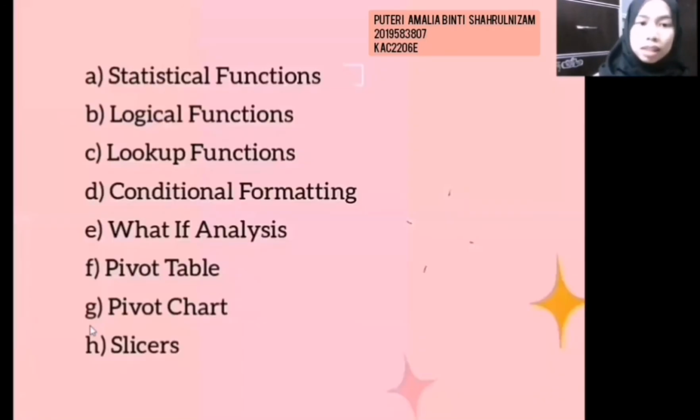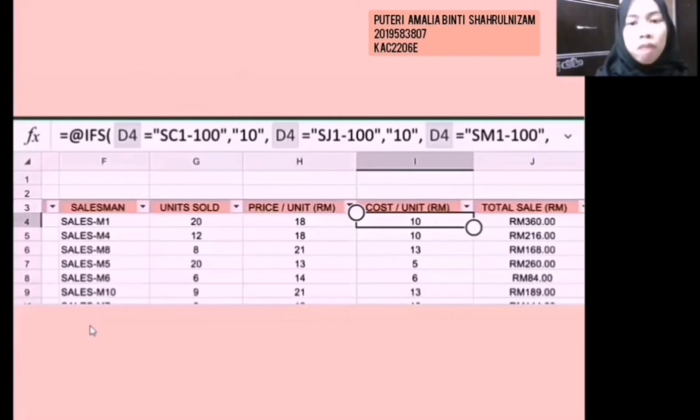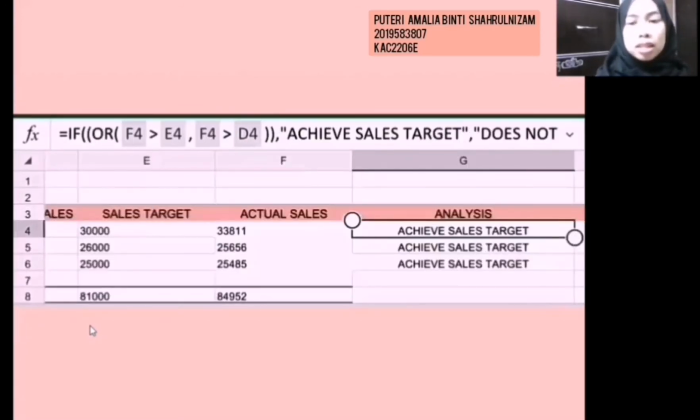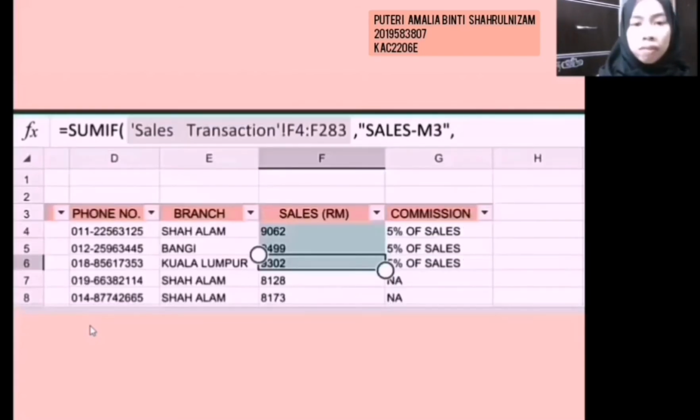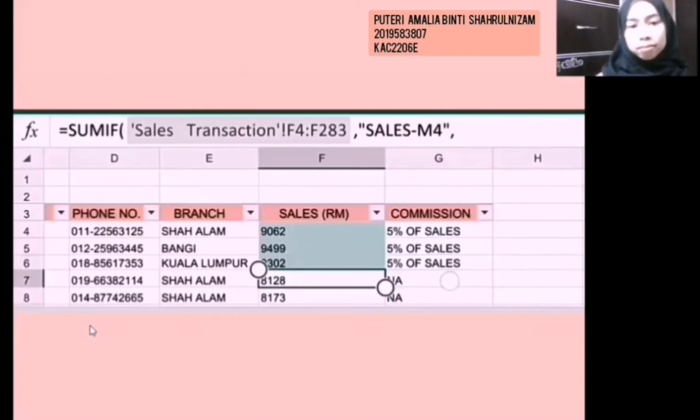For logical function, we have used the function IFS for the price and cost per unit of product, the function OR to see either the branch achieved their sales target, and also the function IF to identify whether the salesman received commission or not.